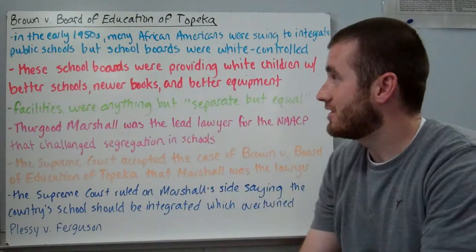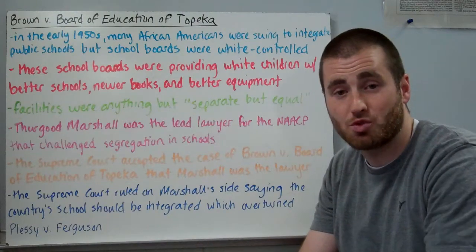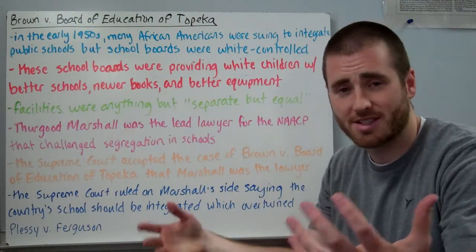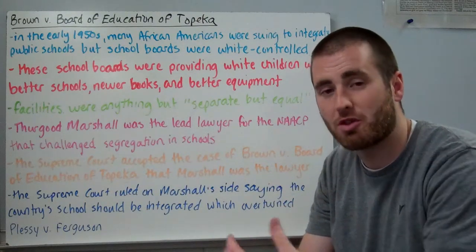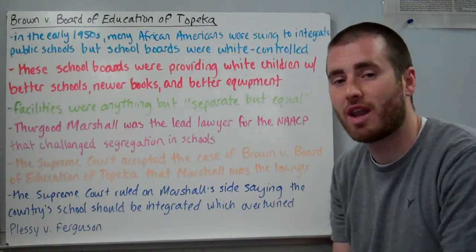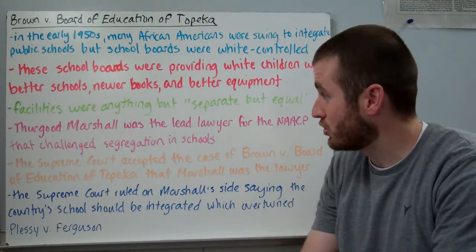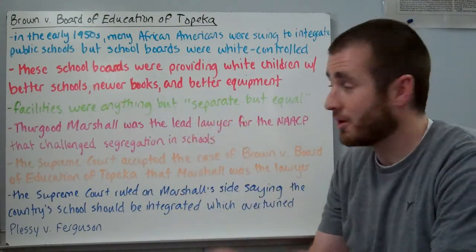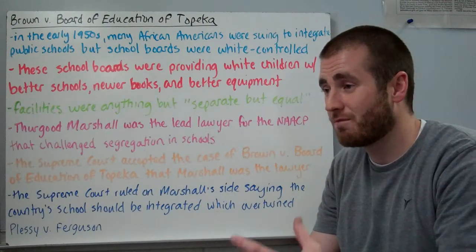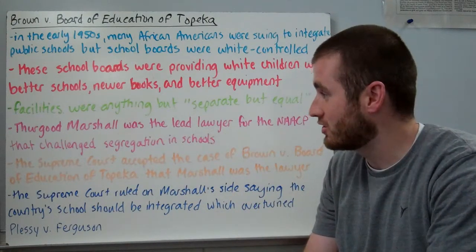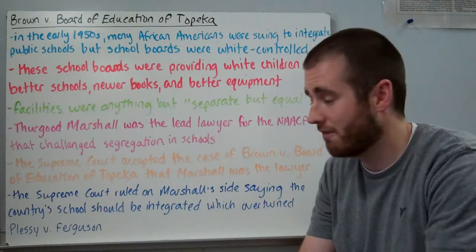So in the early 1950s, many African Americans were suing to integrate public schools. They wanted a fair education for all their children, and that makes sense. Everybody deserves a fair education. But school boards were mostly white controlled, so they were the ones making decisions, and obviously they were not going to allow integration. These school boards were providing whites with better schools, newer buildings, newer books, better equipment, and all in all, those schools were just better. That's obviously not what the purpose of education is all about. Facilities were anything but separate but equal. Nothing of that was true.